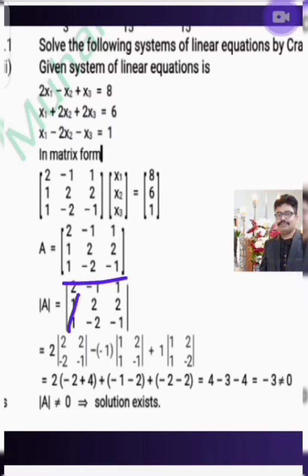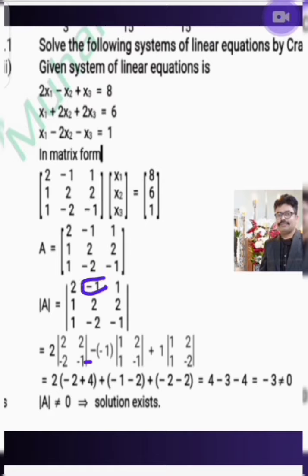Look at this. What are the values? 2, 2, minus 2, and minus 1. I have written them here. Now, the rule is that we will assign positive to the first element, negative to the second element, and positive to the third. Now, as the rule says, we have given the negative sign here.